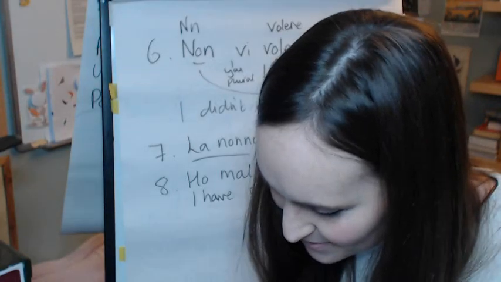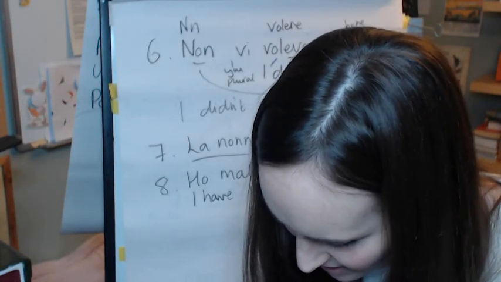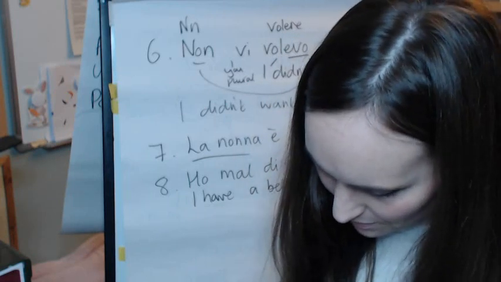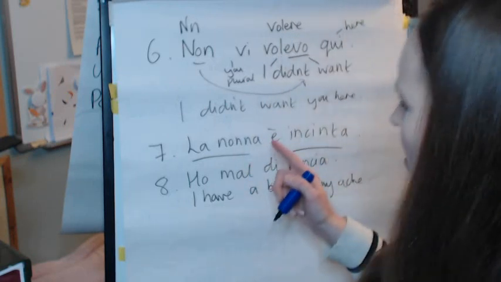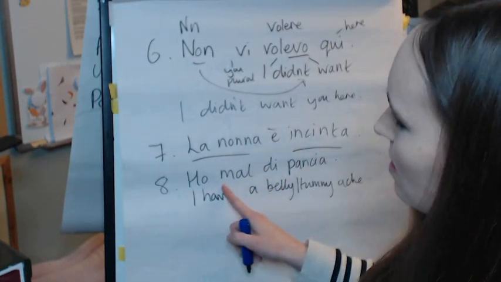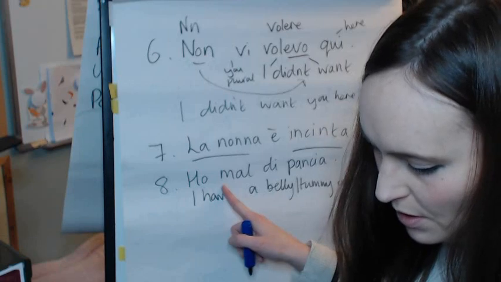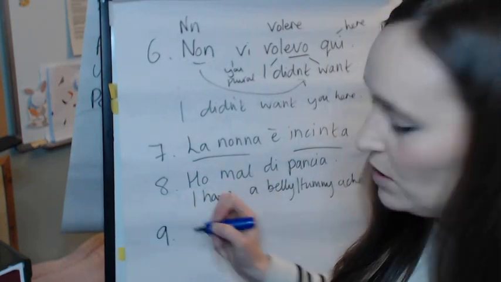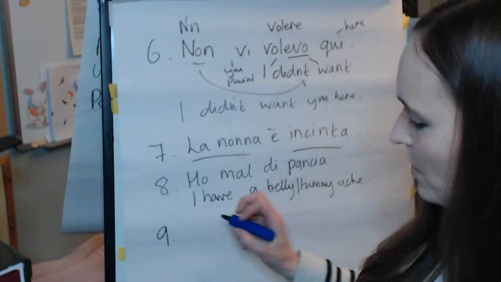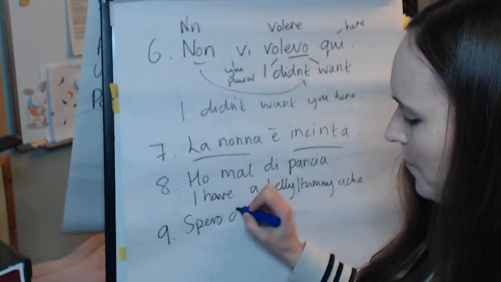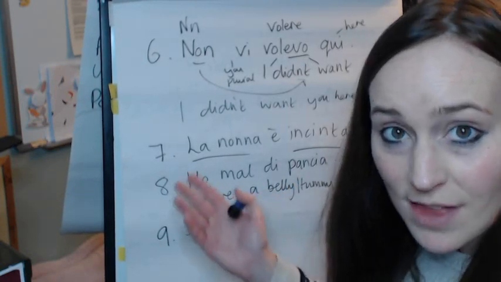Okay, let's see what else we have. We've done that one. Done that one. 5, 6. Okay. 7, 8. Mal di pancia. Okay, this one uses the subjunctive, which is why I think it's quite useful. Spero che. That means I hope that.